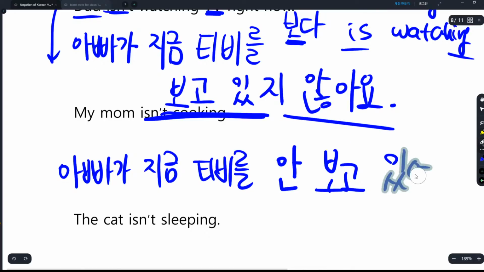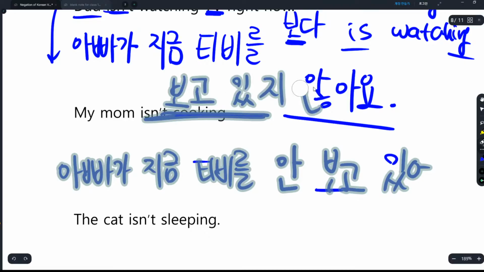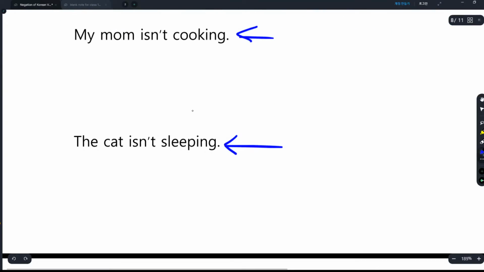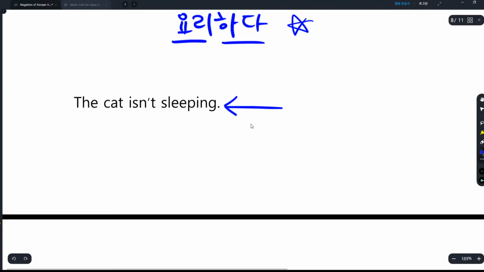Okay, so we're gonna move on to the next sentence. We're gonna try negating the present progressive. Actually, before we move on to this sentence, let's first practice with this one because this is a lot easier. Because this becomes a little more complicated. There's more thought you have to process because this one is 요리하다, which is the combination of noun plus 하다. So there's more to think about. It's not rocket science, but still it's more complicated than translating this sentence. So we're gonna practice with this sentence first.